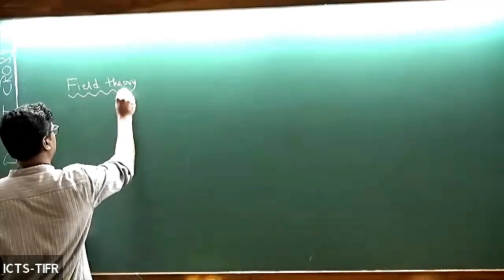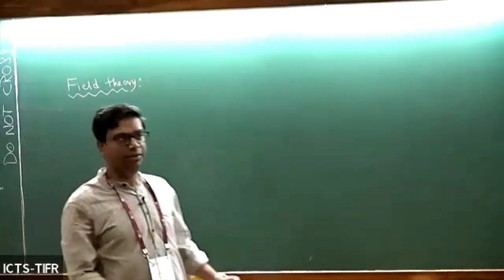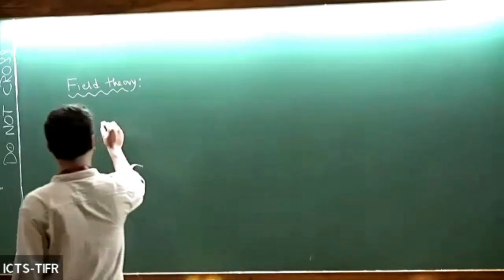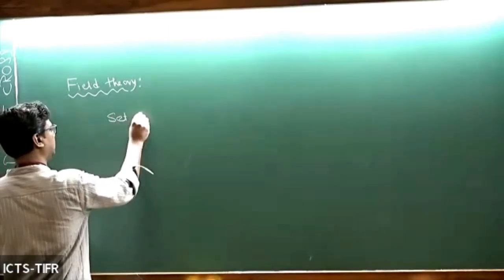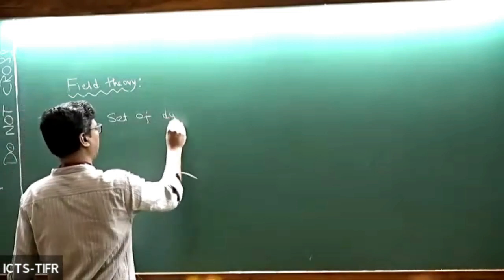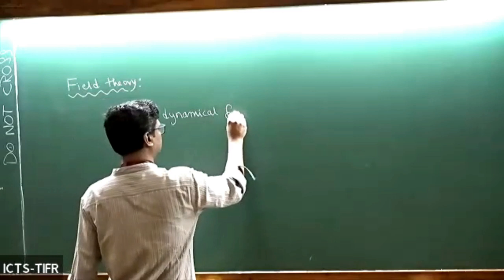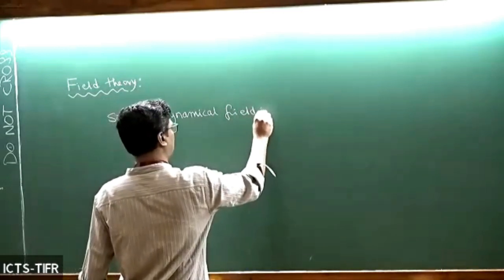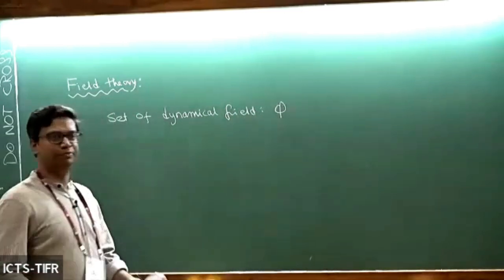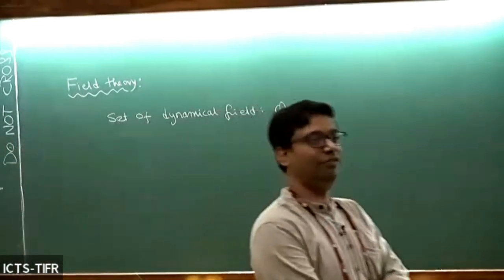Our ultimate aim is to understand this for gravity, right? That's what we will also start today, okay? So what we have in a field theory, first, is a set of dynamical fields, okay? And we call this set phi. So all the dynamical fields you have in your theory will be given by this set.